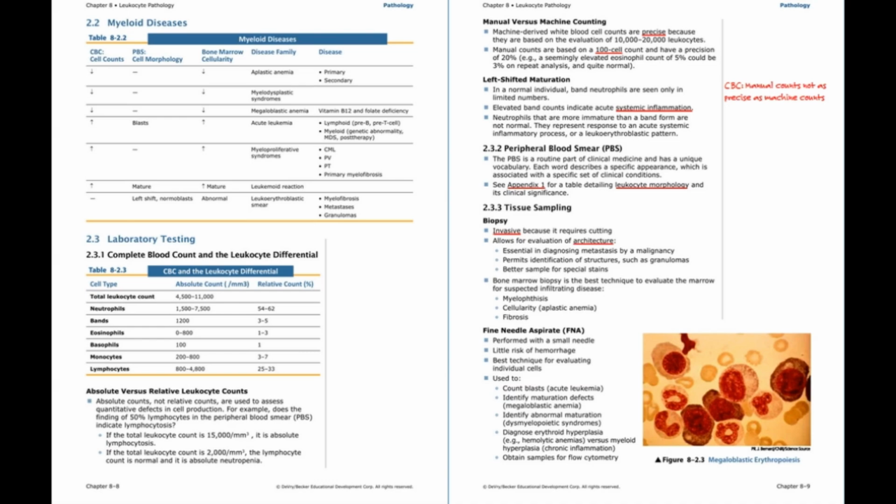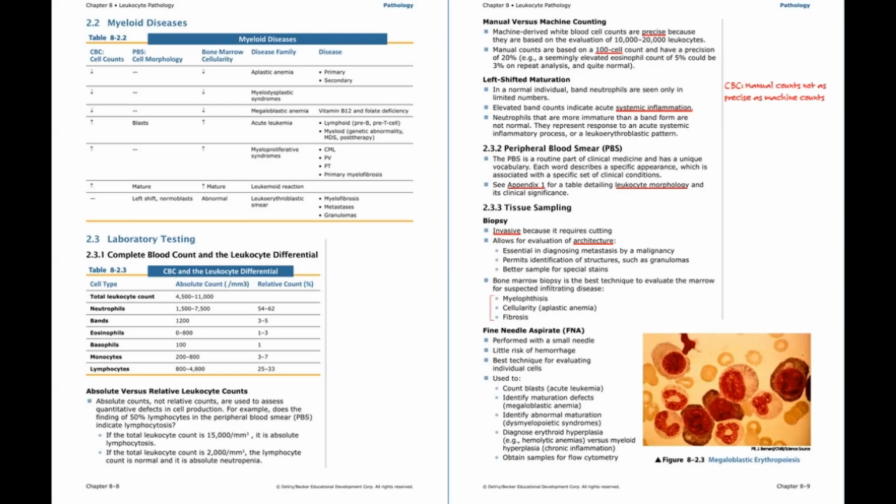It lets you see other structures like granulomas, and really it allows the pathologist to use special stains to look at the various types and proportions of cells. Bone marrow biopsy is the best way to look for myelophthisis. It's the best way to evaluate cellularity, and it's really a great way to look for fibrosis.